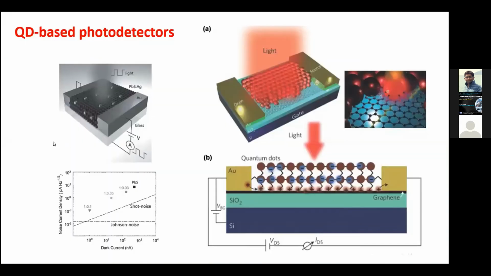Now another example, which is a photodetector. As you can see, these quantum dots are very bright, with bright light emissions.